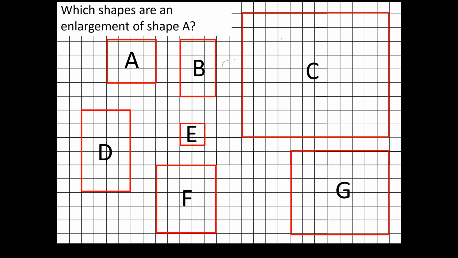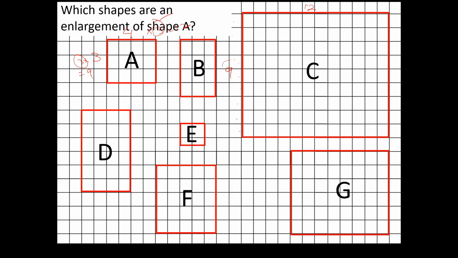on the horizontal line and 9 units on the vertical line. So it is 4 and 3. If we multiply 4 by 3 we get 12, and if we multiply 3 by 3 we get 9. If we multiply both horizontal and vertical units by the single factor 3, we get the same as shape C. So C is the enlarged figure of A with the scale factor 3.